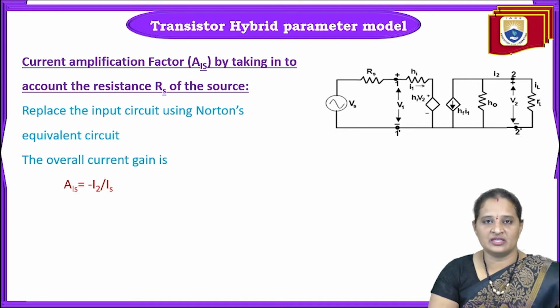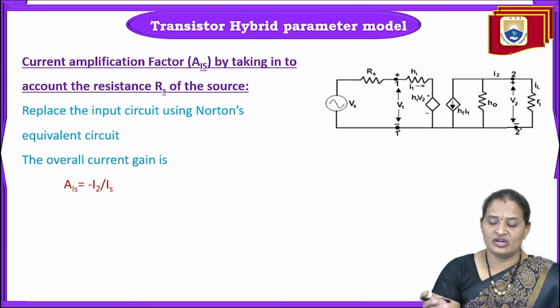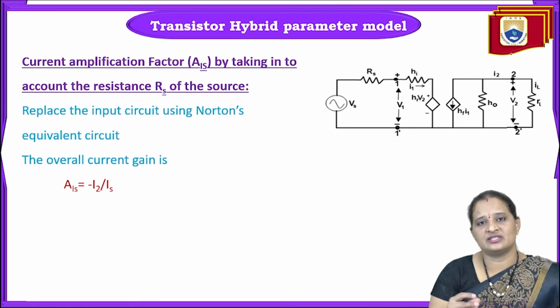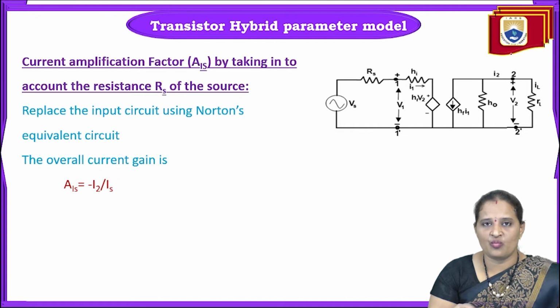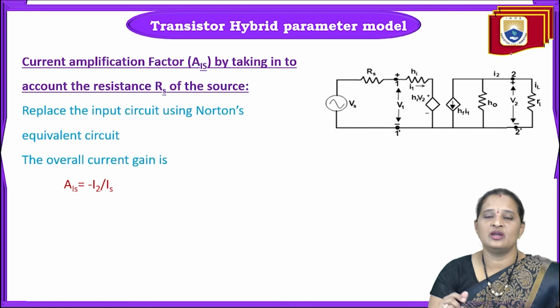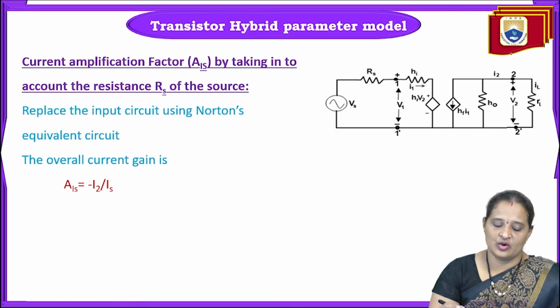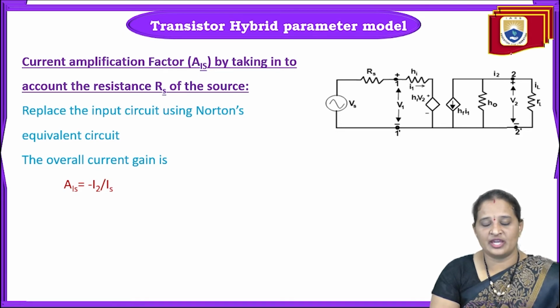in the previous case, while we were finding out the overall voltage gain, we replaced that input circuit with Thevenin's equivalent circuit. What Thevenin's theorem states is that a voltage source will always be connected in series with a resistance. So now what we need to do? We need to replace the same input circuit by using Norton's theorem. So we have to replace the input by Norton's equivalent circuit.